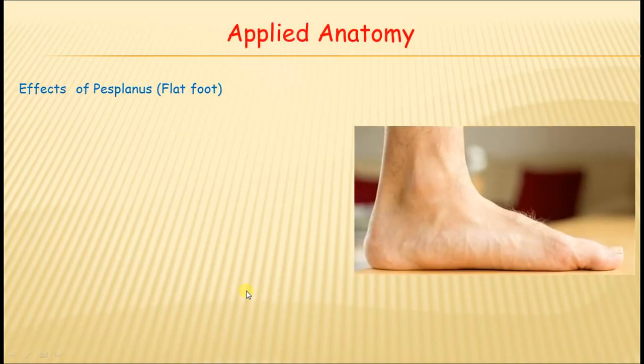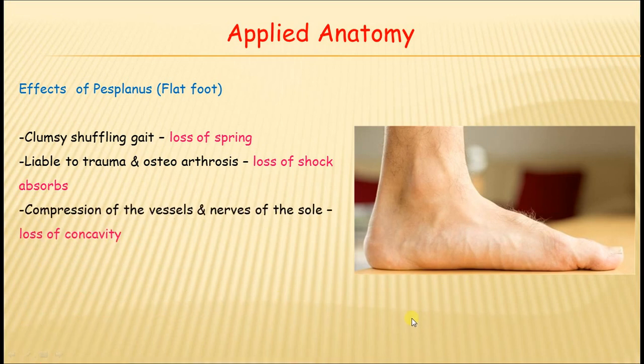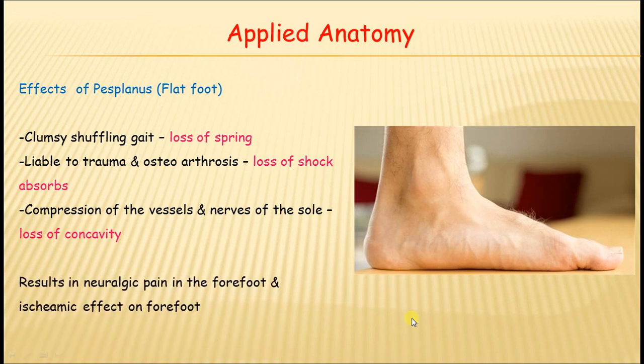The next is the opposite of the flat foot. But before that, if you have a flat foot, your gait will be shuffling because of loss of the spring action. You have a shuffling gait, trauma to the underlying vessels, and you are most prone to osteoarthrosis because all the bones and the soft tissues are under constant pressure. So vessels and nerves might get compressed because of the flat foot. So you might get neuralgic pain, and in the blood vessels you will have an ischemic effect.